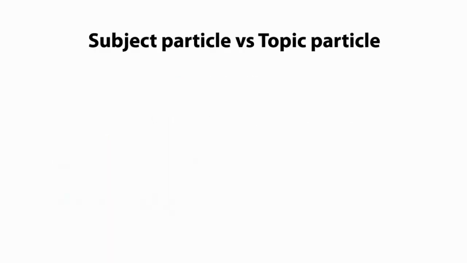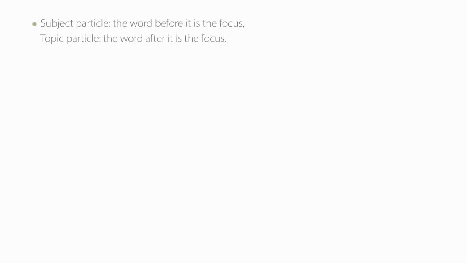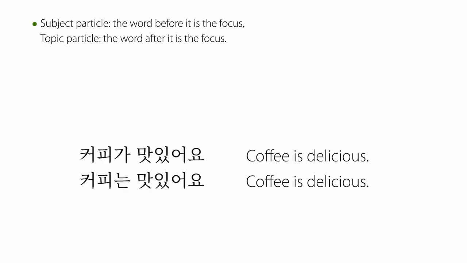Some very quick and basic tips to help you understand the difference between subject marker particle and the topic marker particle. For the subject particle, the word before the subject particle is the main focus of the sentence. And for the topic particle, the word after the topic particle is the main focus of the sentence. Take a look at these two sentences. Coffee is delicious. So for the first example, the focus and importance is on the coffee, while in the second example, the focus and the importance is on the taste, not the coffee.